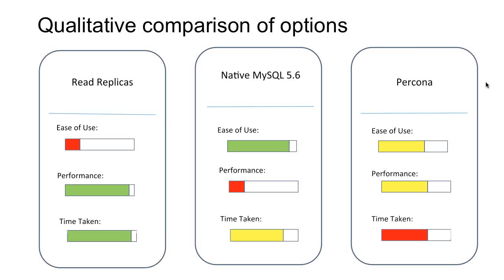The last one is the time taken. Read Replicas are good for time taken as well because the amount of time it takes is maybe a few minutes. On native MySQL, the time taken is 45 minutes to do it. And on a Percona database, it's like 1 hour 48 minutes, or it can go up or down depending on the amount of data you are changing.